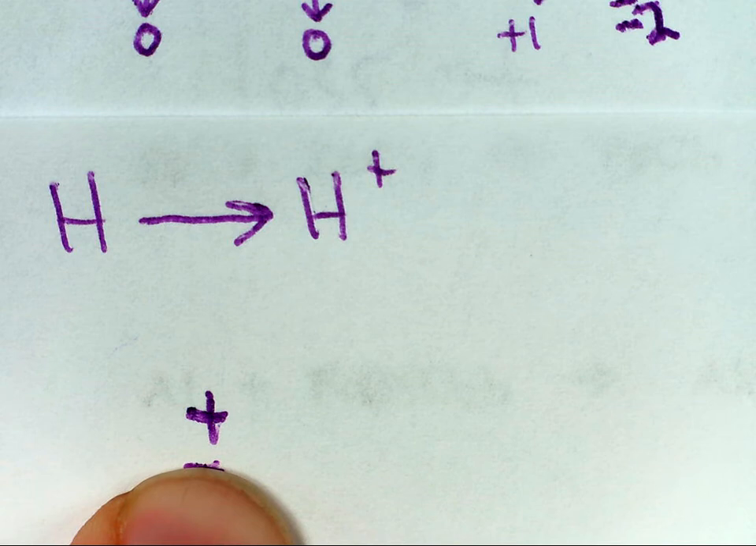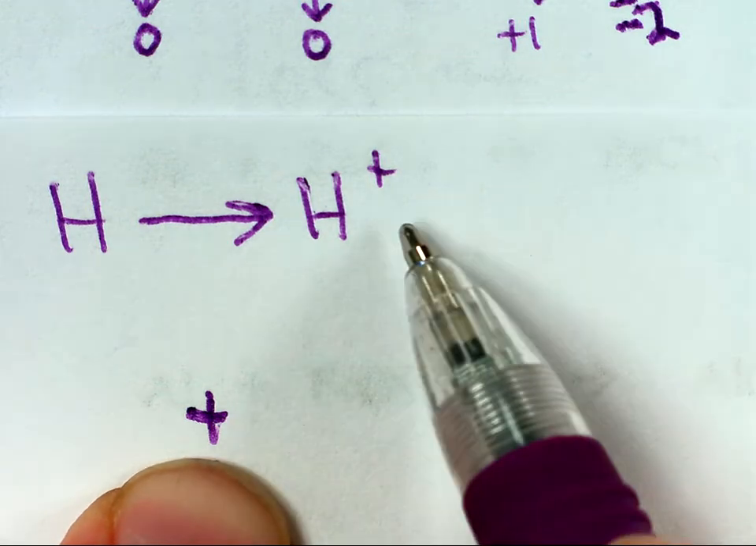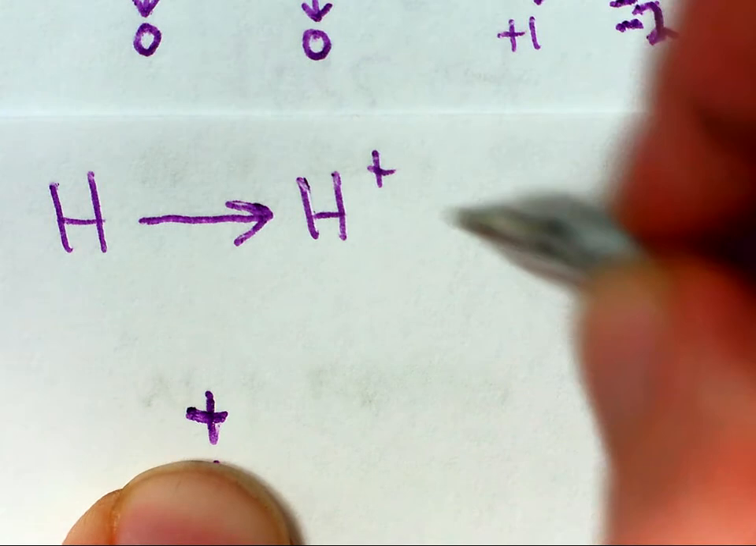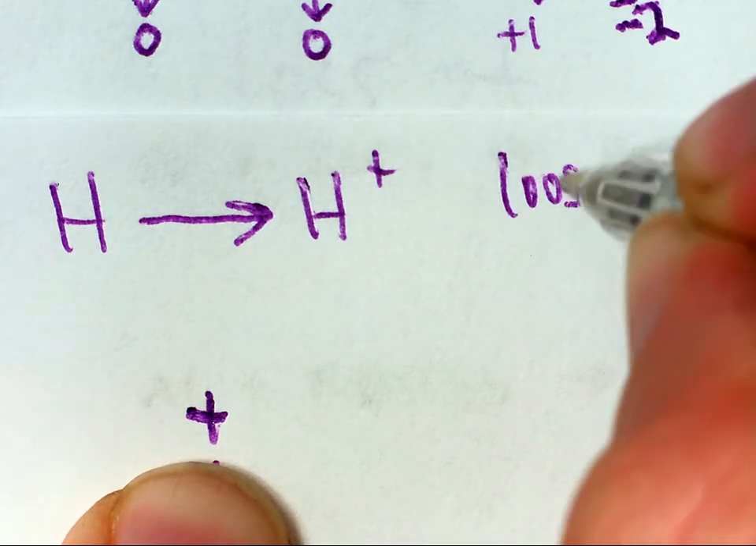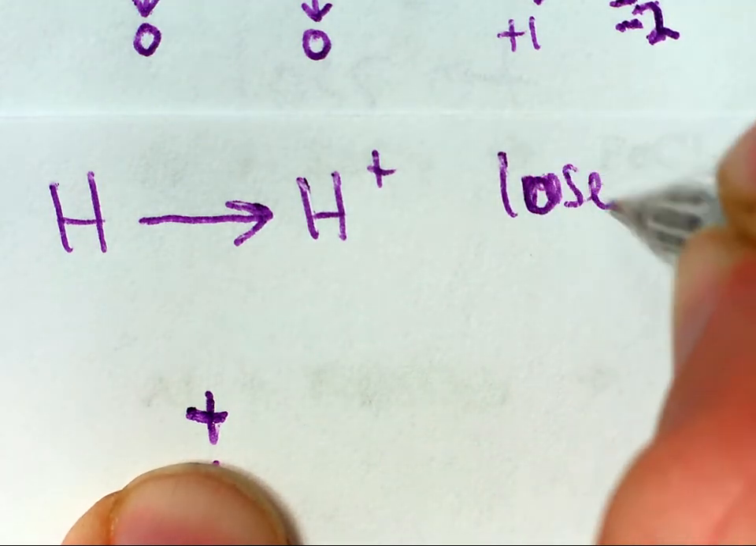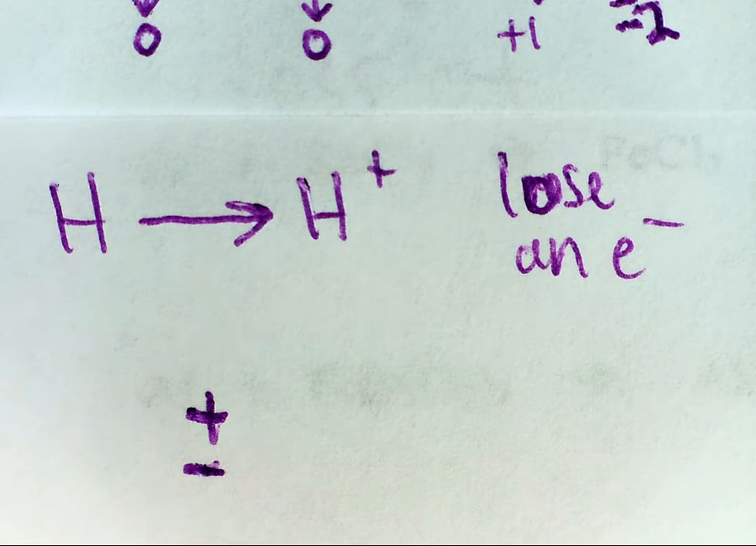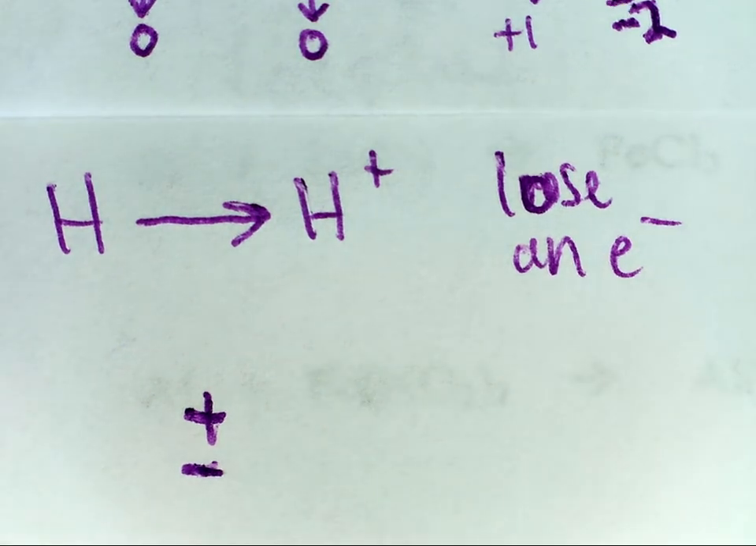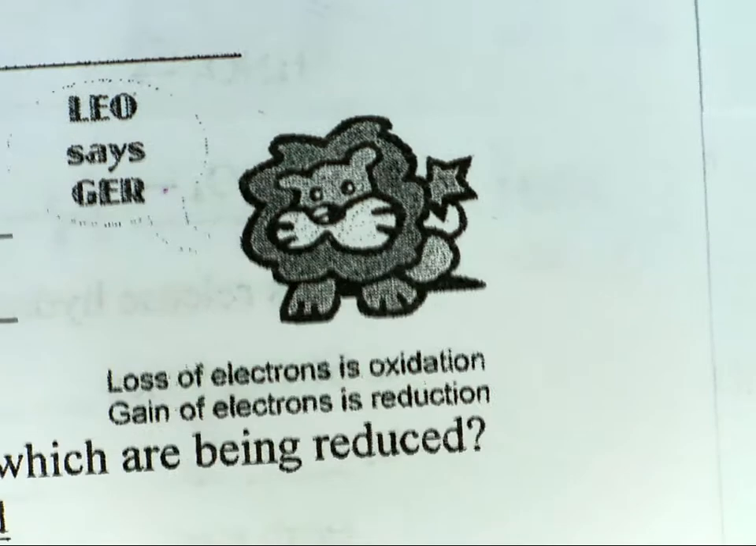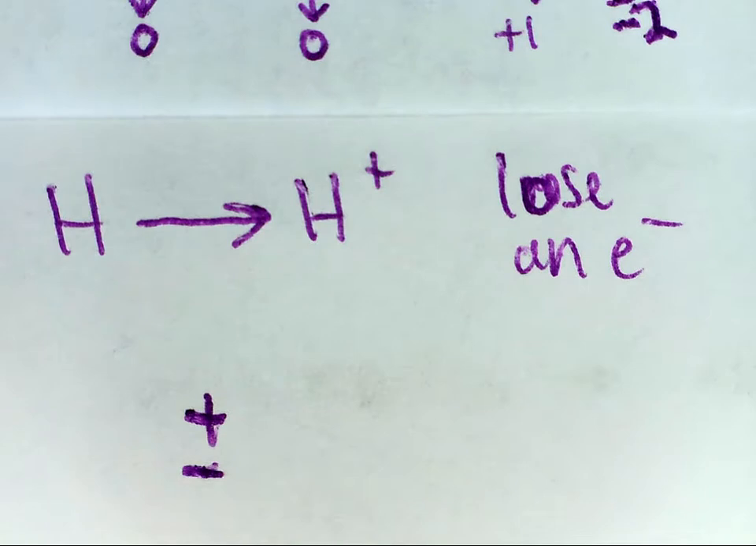If you lose the electron, that little minus is gone now, and all you have left is that plus. So in order for this to happen, you had to lose an electron. And then back to this right here, loss of an electron, that's oxidation.